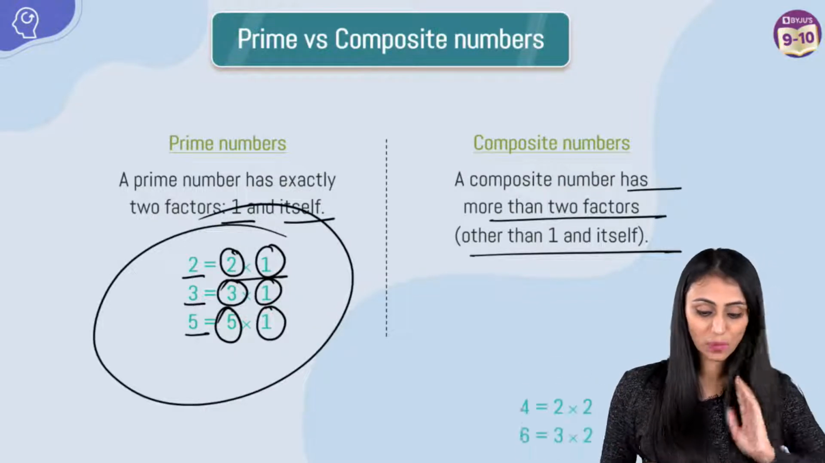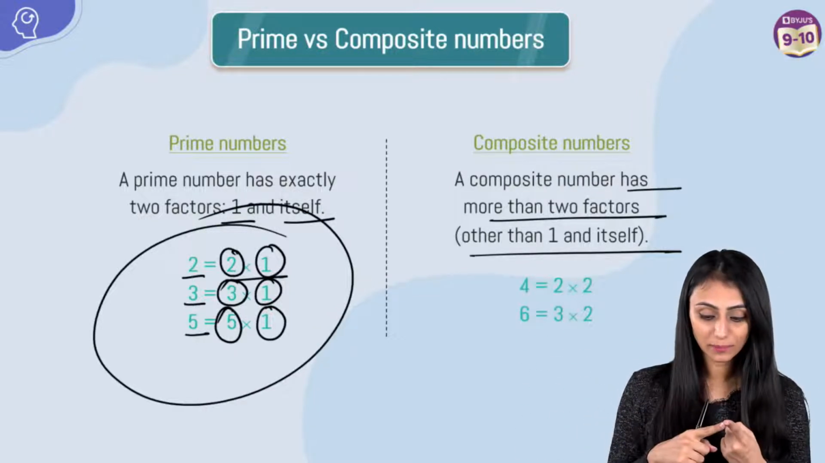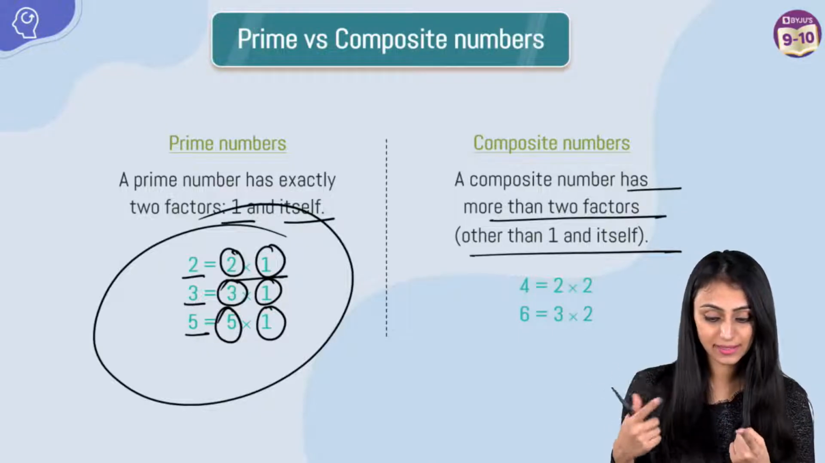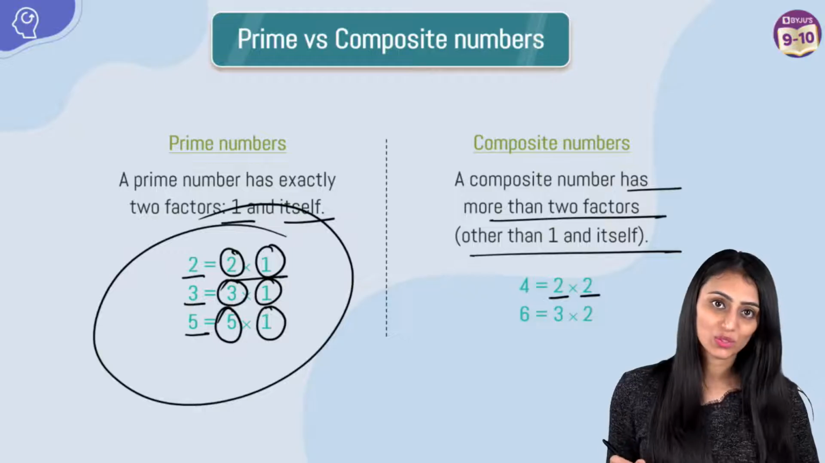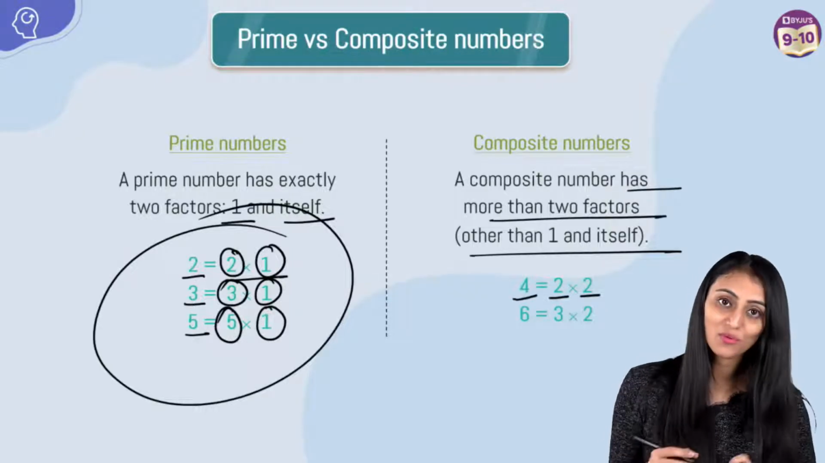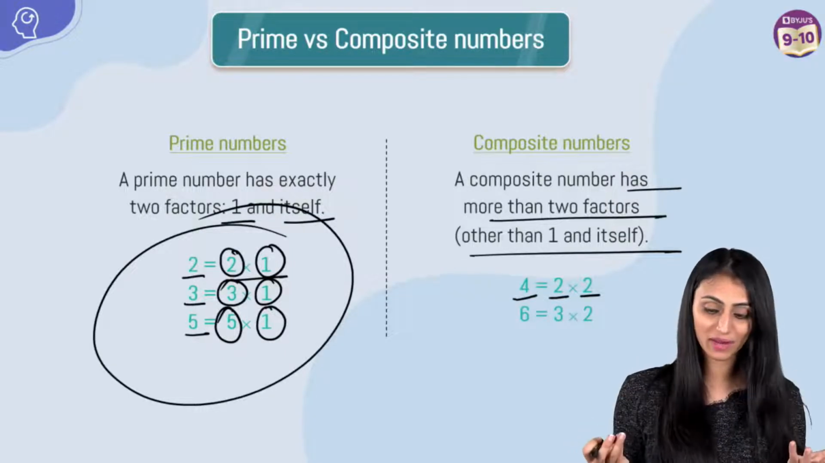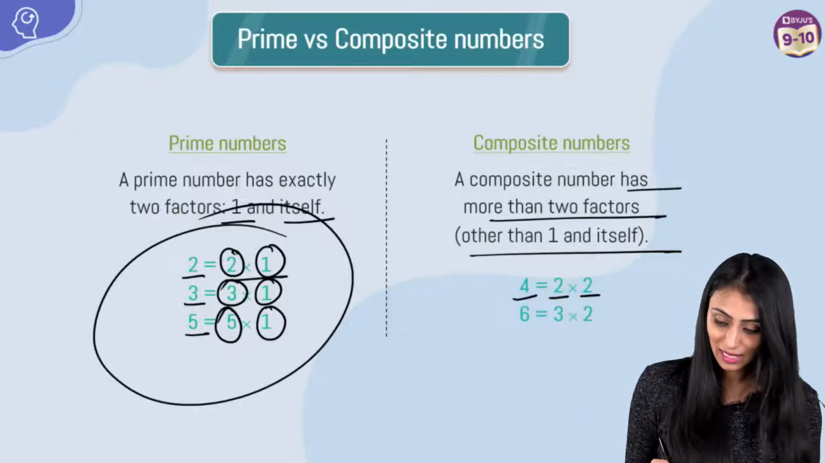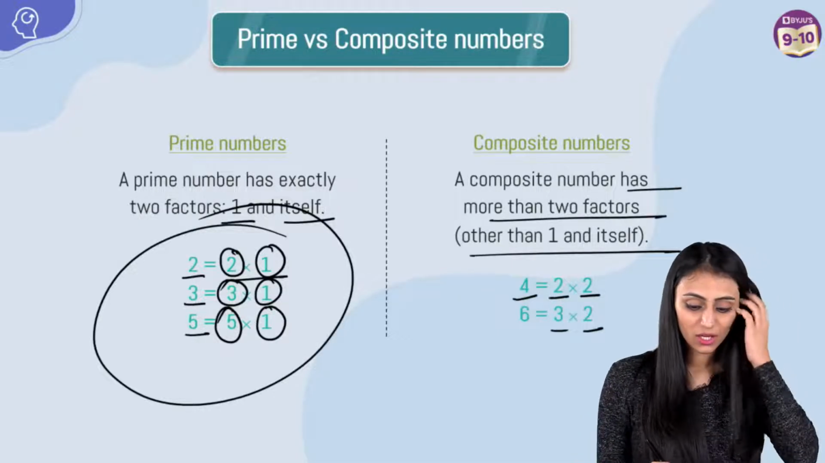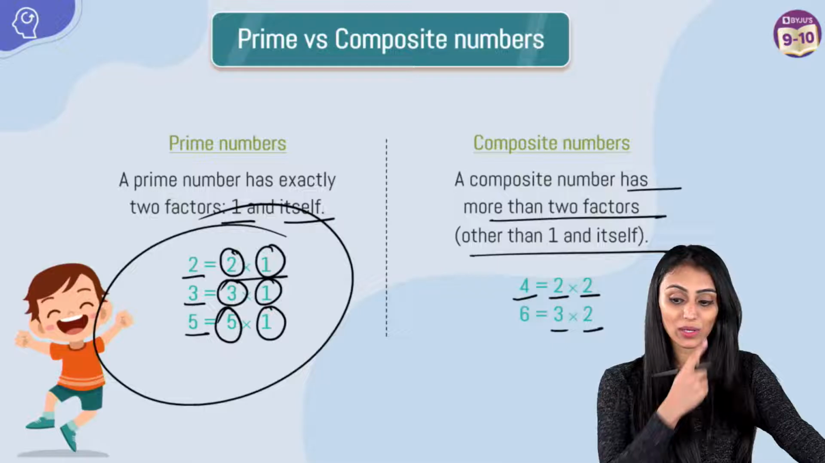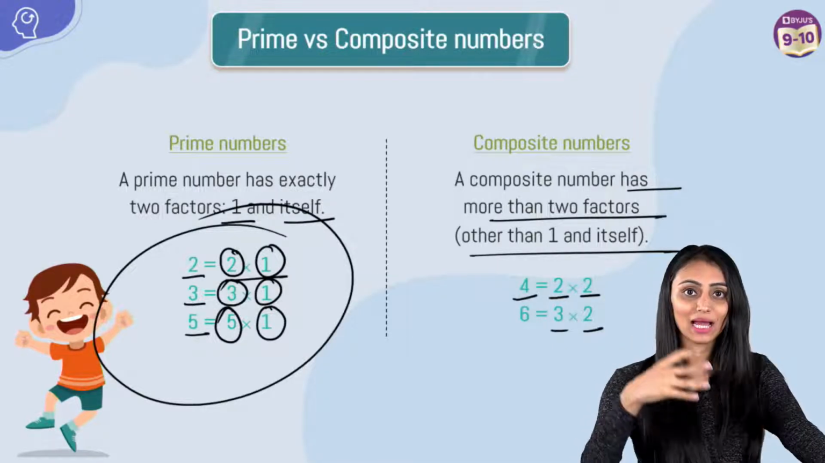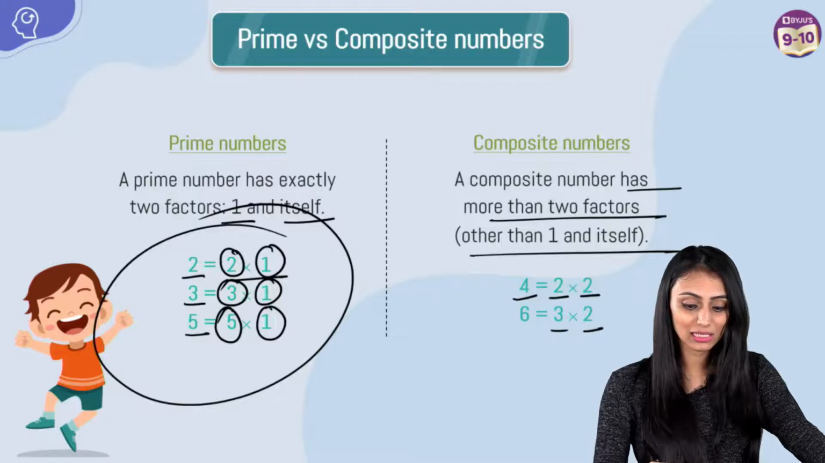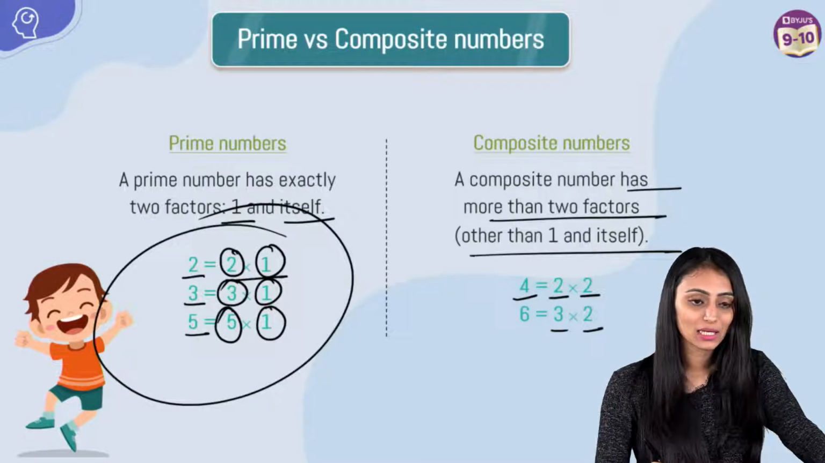So all these are prime numbers. When you talk about composite numbers, you have 1, the number itself, and more than 2 factors. So here 2 times 2, right? Other than the number, 4 is a factor, 1 is a factor, 2 is also there. Like 6, it is 3 times 2. So this is the differentiation between prime and composite numbers. I hope this is clear to everyone. No doubt still here?